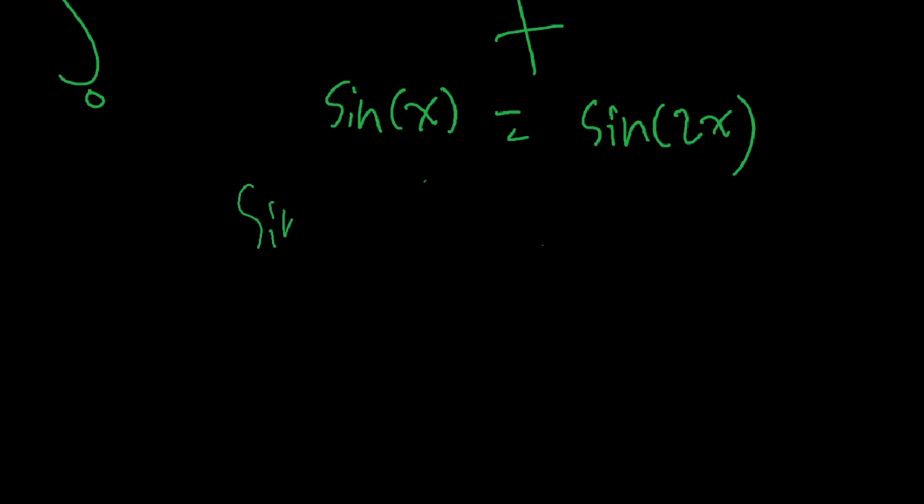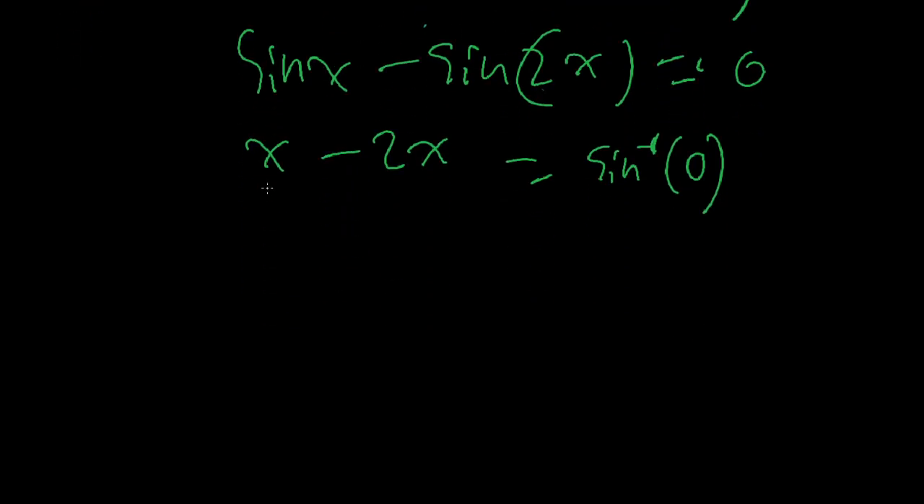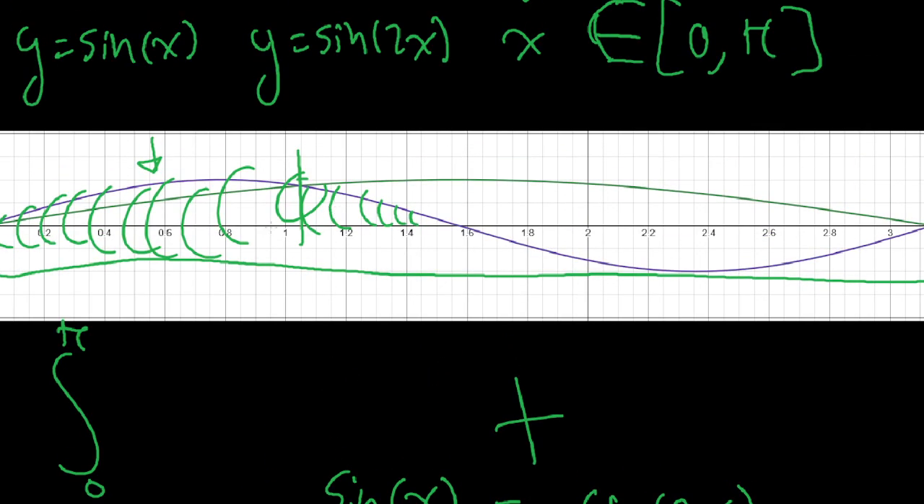Sine of x minus sine of 2x equals 0. And then by using the arcsine function again, we get x minus 2x equals arcsine of 0. And the arcsine of 0 is 0, so negative x equals 0, which gives us this solution, but we need to find this one.